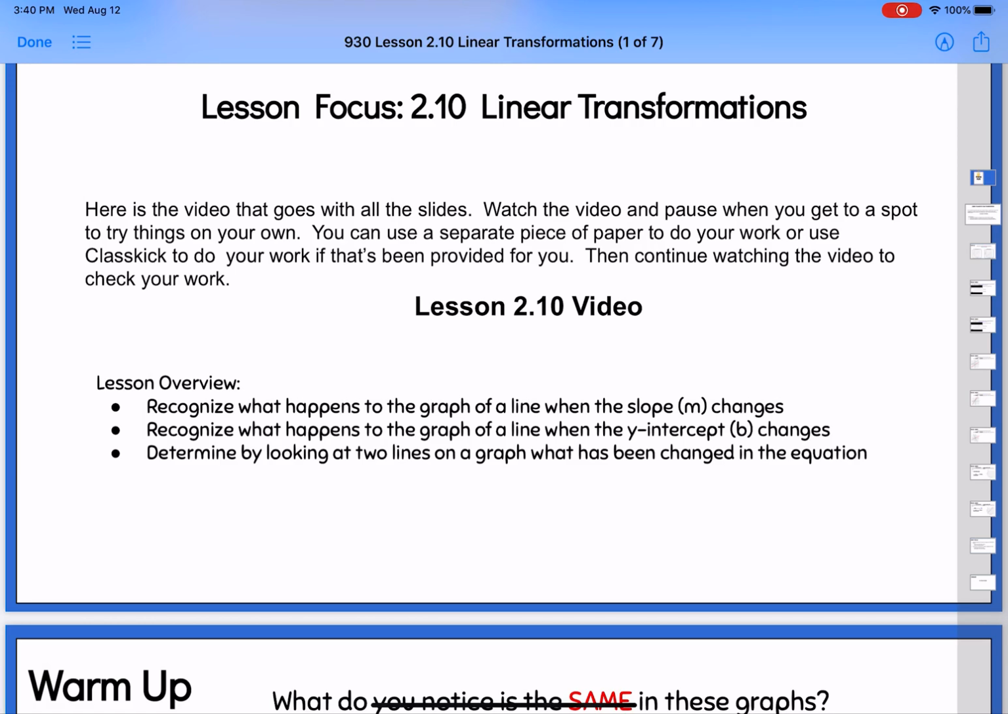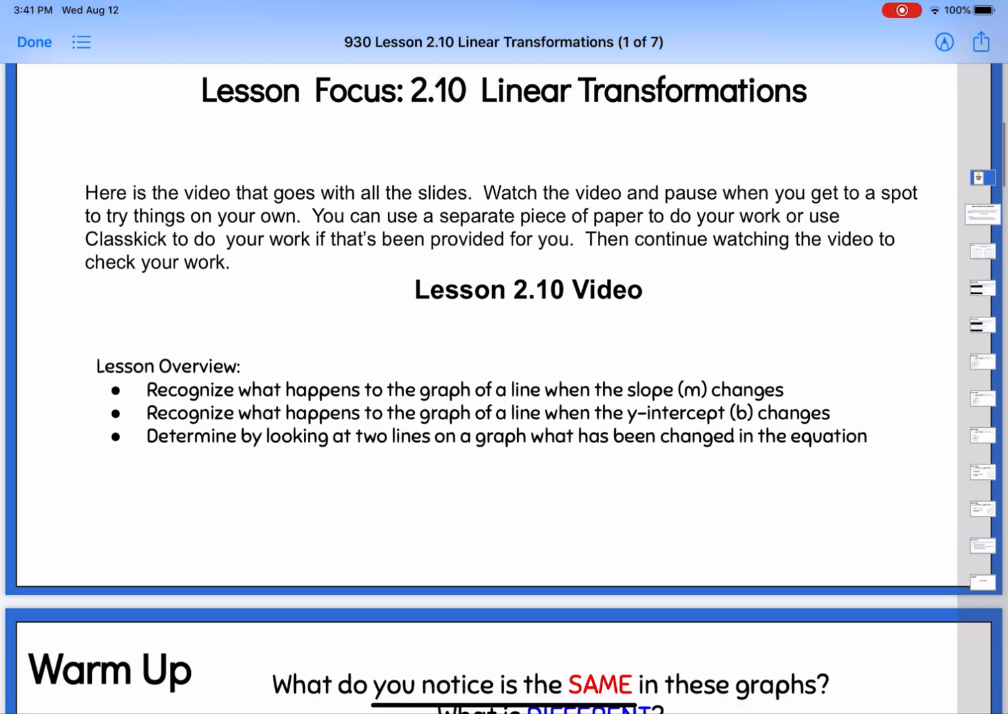And then we also want to make sure that we understand how that affects it when we are looking at lines in a graph and be able to tell just by the graph what has changed in the equation. So both what happens to the graph when we change the equation and then vice versa. If I look at the graph and see some changes, what has happened in the equation. So both directions is what we're going to focus on today.